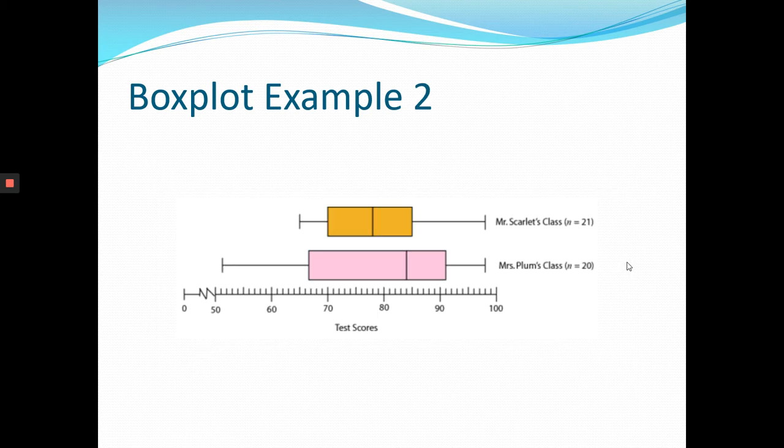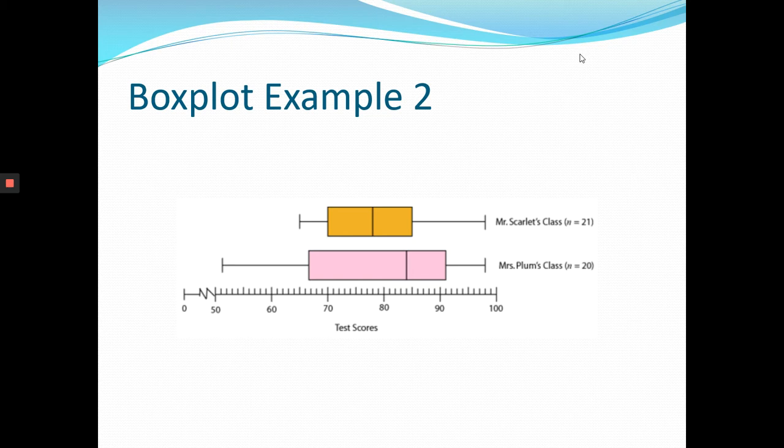Let's look at another example. Now I'll make this a little bit more complicated. So we have two classes here. We have Mr. Scarlett's class and Mrs. Plum's class, and we have box plots for them. With all the box plots, we have 25% in each section. So just looking at these box plots, which teacher do you think is the better teacher? And again, please pause the video and answer this.